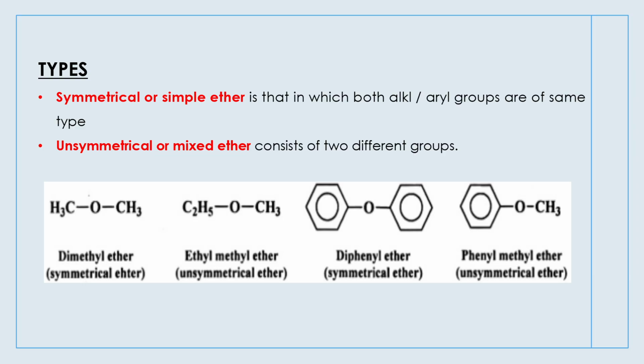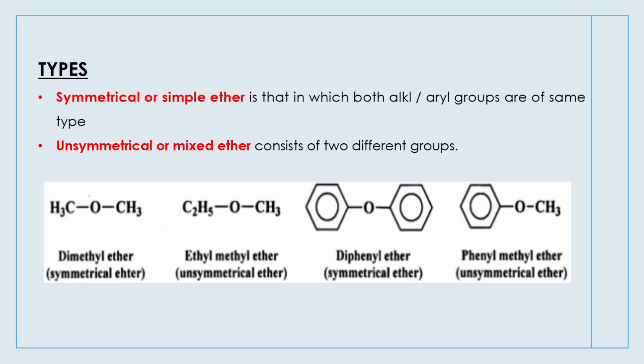In the second example, here you can see that on one side you have two carbons, that is ethyl, and on the other side you have one carbon, that is methyl, which means both the separate alkyl chains are different. So that is the unsymmetrical, which is also called the mixed ether.